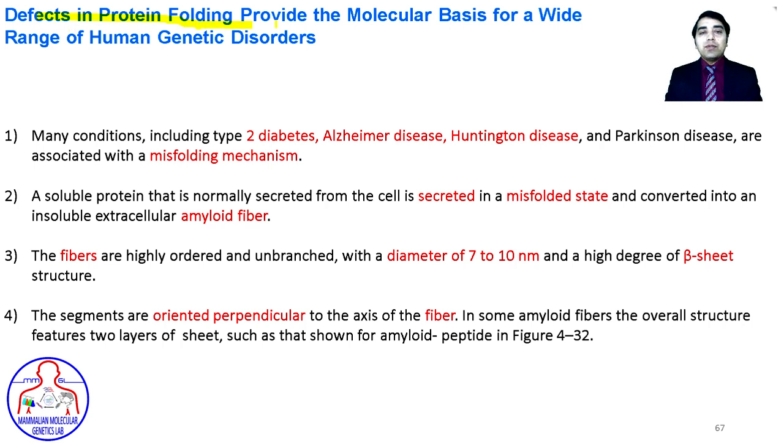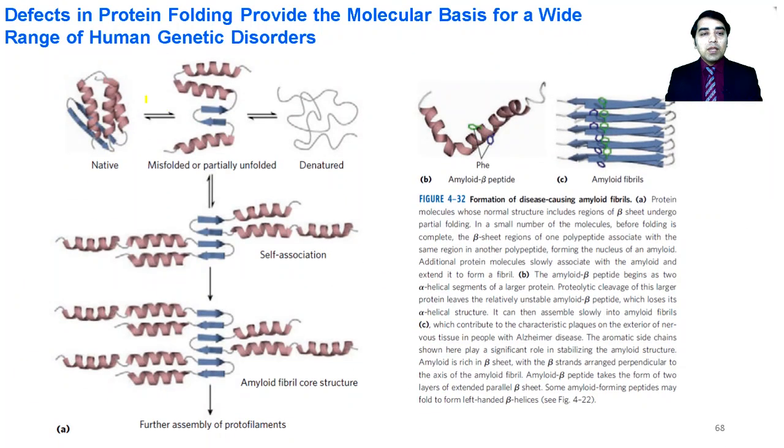Defects in protein folding provide the molecular basis of a wide range of human diseases. We already know that type 2 diabetes, Alzheimer's disease and Huntington disease are because of the misfolding of proteins. In some cases, secretory proteins are misfolded and converted into amyloid fibers. The amyloid fibers are highly ordered and unbranched. The segments are oriented perpendicular to the axis of the fiber. We can see the example.